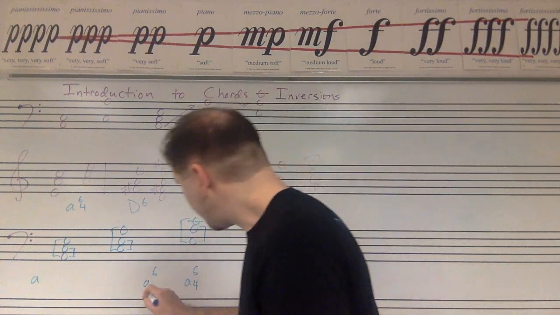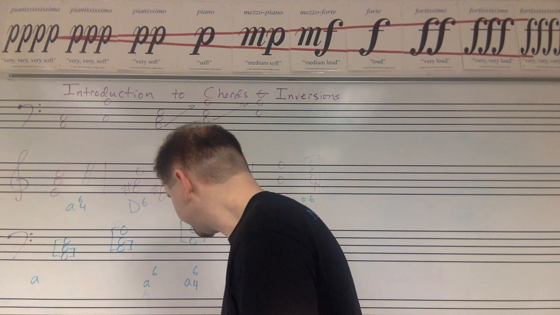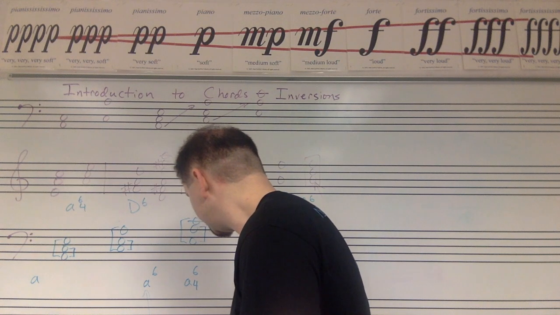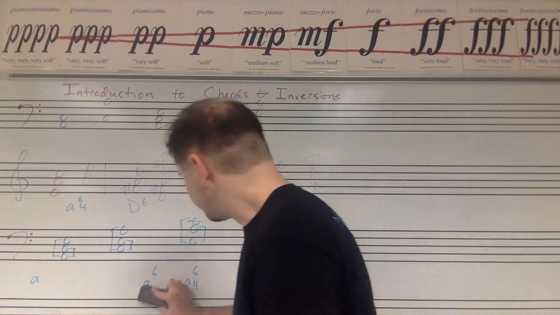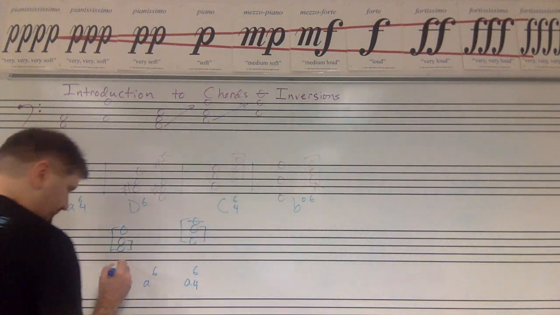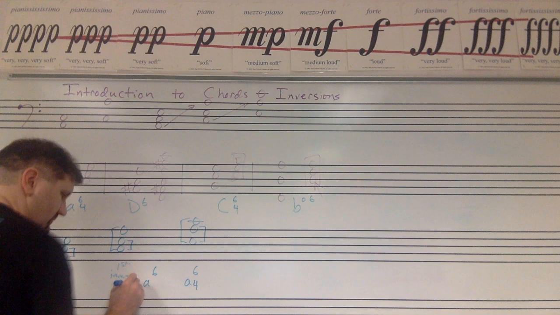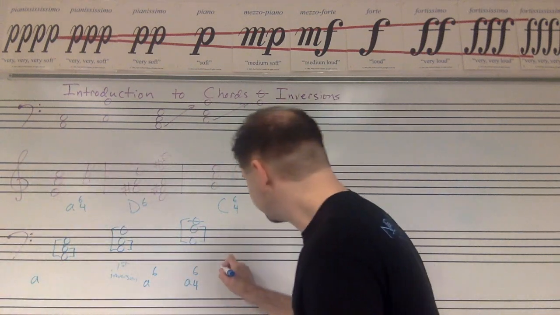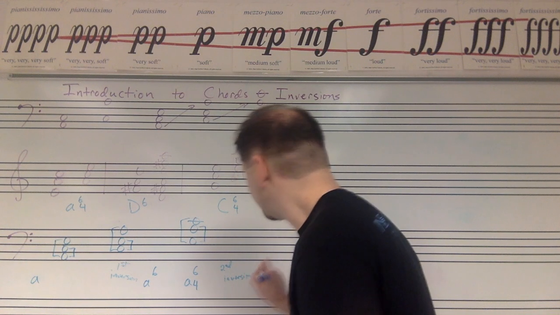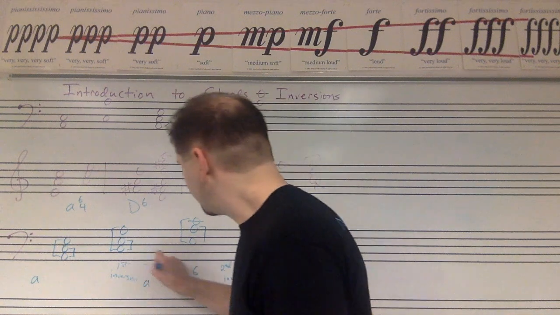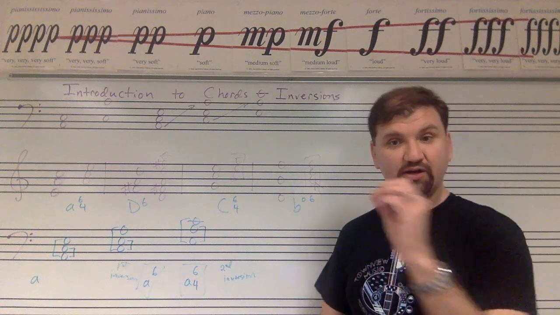So to recap, A 6 is first inversion. I wrote A, but that would just be whatever the root of the chord is. And then 6-4 is second inversion. Conceptually, you need to know they're called that, but when you're writing your analysis, all I want is just the letter and then the number.